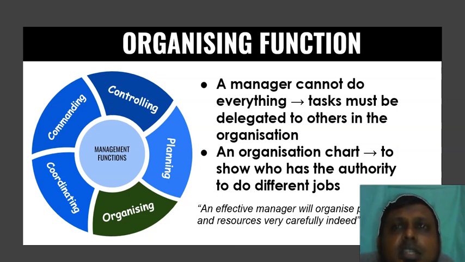An organization chart, therefore, is formulated to show who has the authority to do different jobs in the business. So this function gives people in an organization an idea of what they can do and what they are not supposed to be doing.